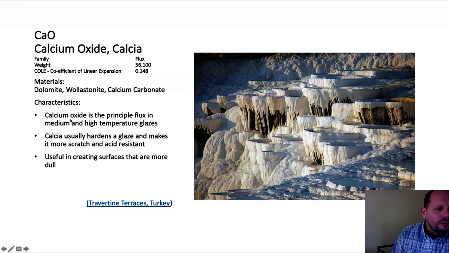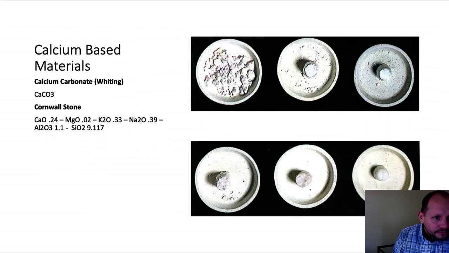In our studio, you will find it in dolomite, in wollastonite. Wollastonite is basically a calcium feldspar, and then calcium carbonate, otherwise known as whiting. It's also in some borates, like Laguna borate is a calcium borate, and I think Frit 3134 is a calcium borate too. I gotta double check. Anyways, we can look at that a little bit closer one-on-one.